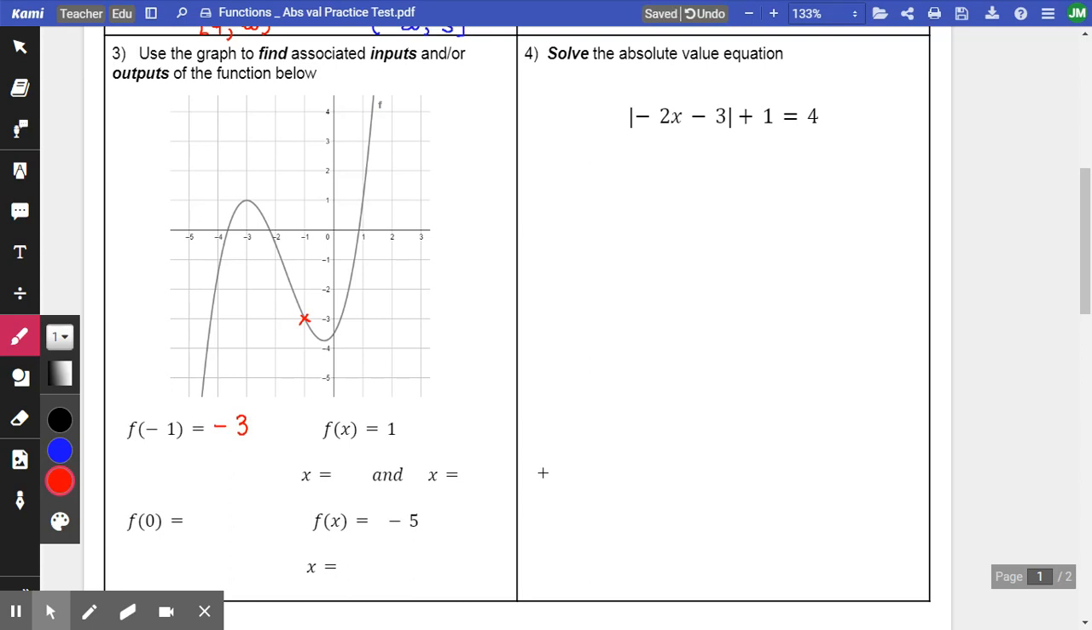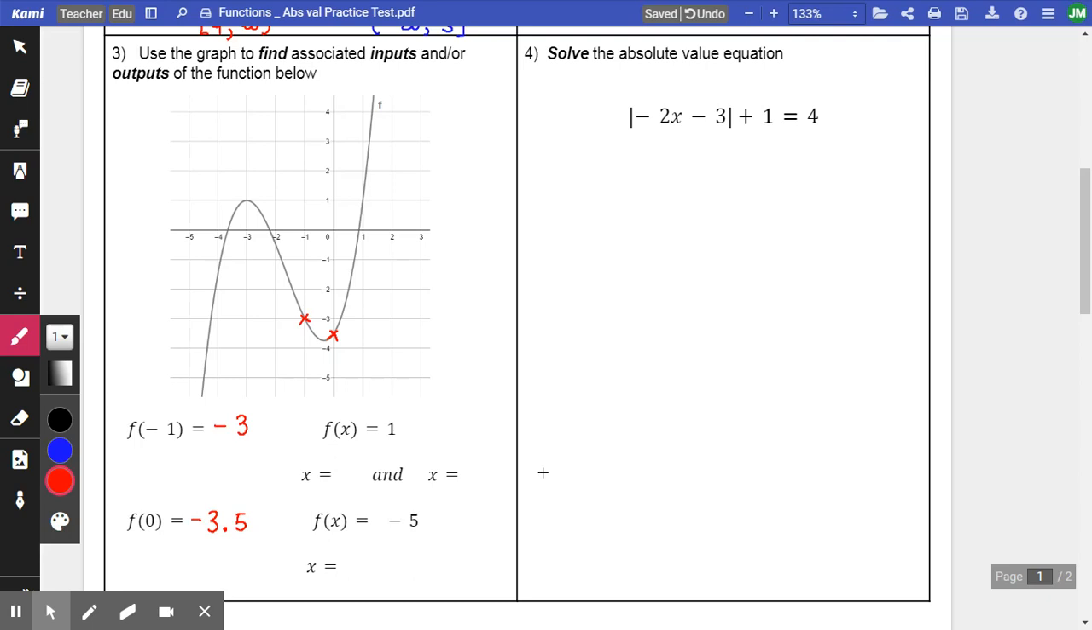Let's go down here. f of 0, at x equals 0. Right here, we're going to go down, see a matching y value, which is right here. This lies in between negative 3 and negative 4, so I'm going to call it about negative 3.5. So for both of these, we were given inputs, and we were looking for the outputs.